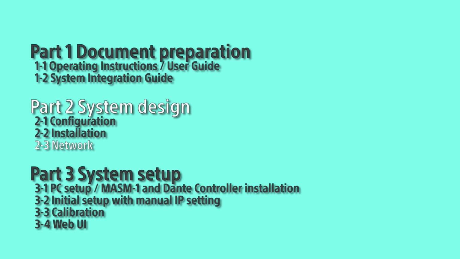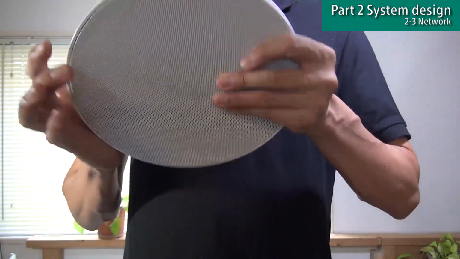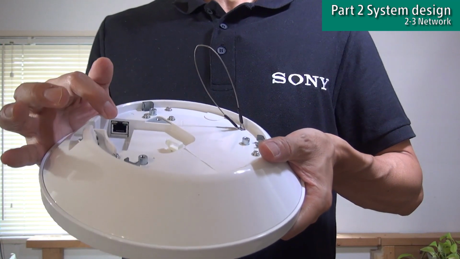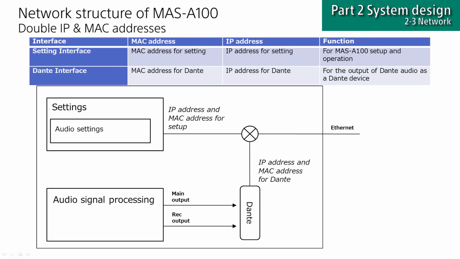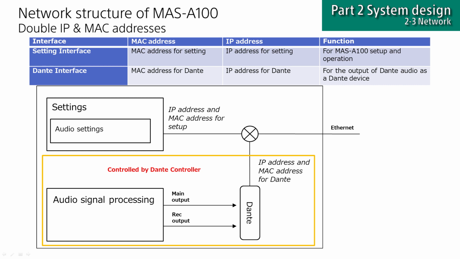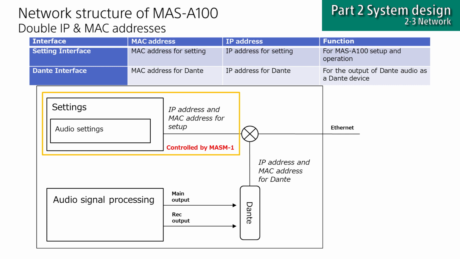Next, network. This is a beamforming microphone. It has a single network port, but in fact it has 2 IP addresses and 2 MAC addresses. One is for Dante controller and another one is for the beamforming microphone management software, MAS-A100.